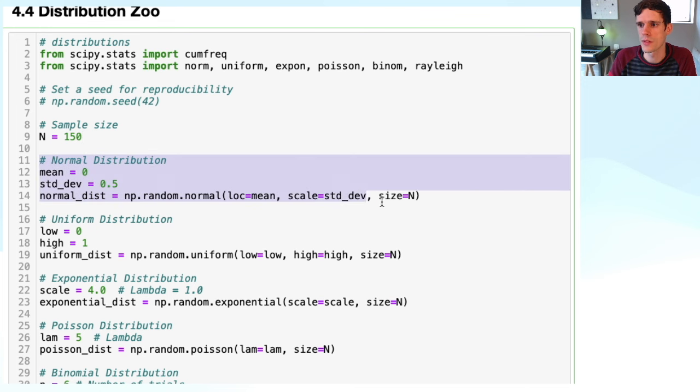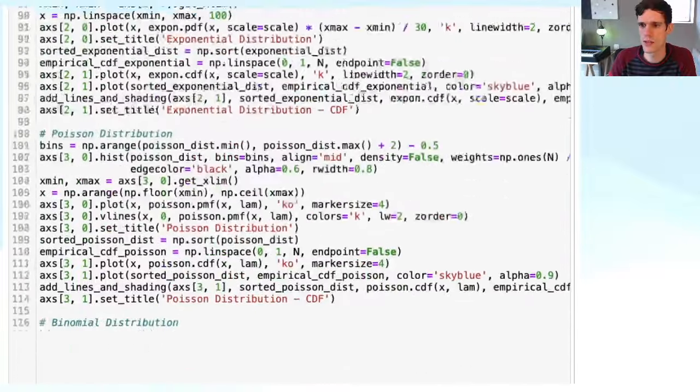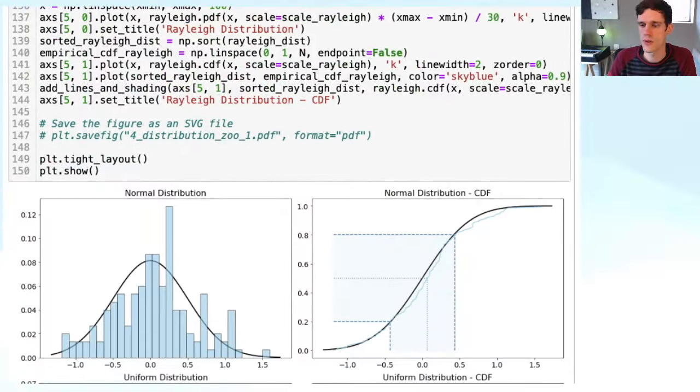Now for the normal distribution, what we first do is we define our two parameters, mean 0, standard deviation 0.5, and we generate in the same way numpy.random.normal, and we give it the parameters. Now if we run this cell and we scroll down all of the other distribution functions, then we see that we indeed find the graphs that we had in the slides. So let's then go back to the slides and look at the first new distribution function.